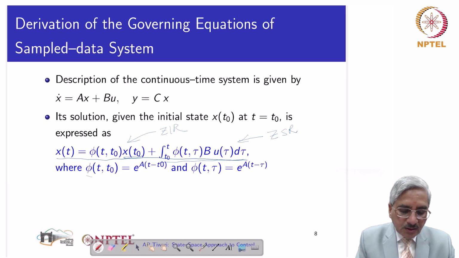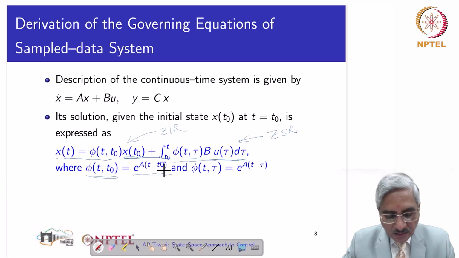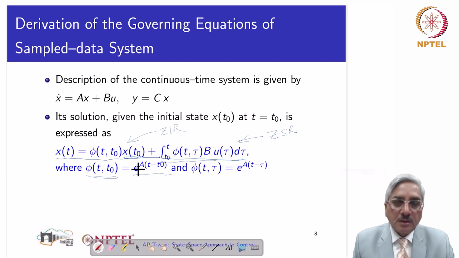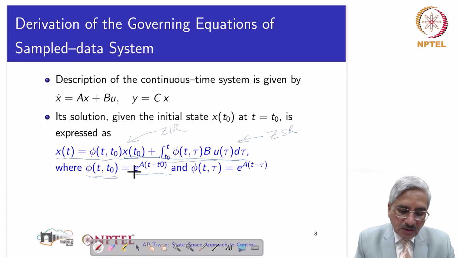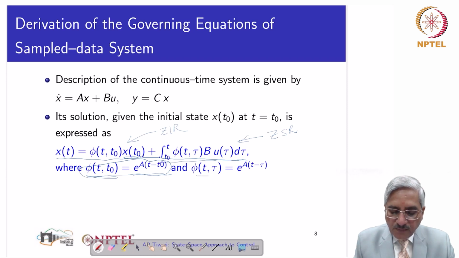And here phi(t, t0) is called the state transition matrix, and in case of a linear time invariant system, it takes this value: phi(t, t0) becomes e power A(t minus t0). And of course, accordingly, phi(t, tau) will be e power A(t minus tau).